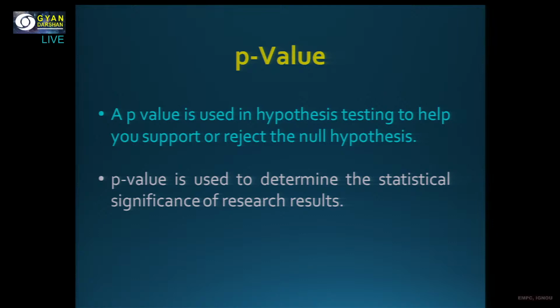But in social sciences, we don't need that much accuracy, because all those are abstract concepts like motivation, intelligence, stress and all, which we cannot measure accurately. So usually we fix it at the 0.05 level. Now, the other term is p-value. A p-value is used in hypothesis testing to help you support or reject the null hypothesis.